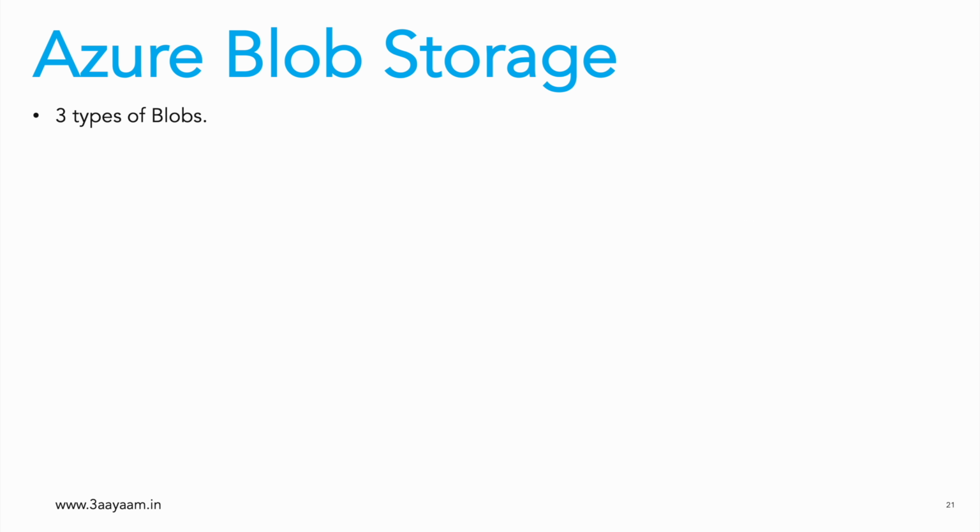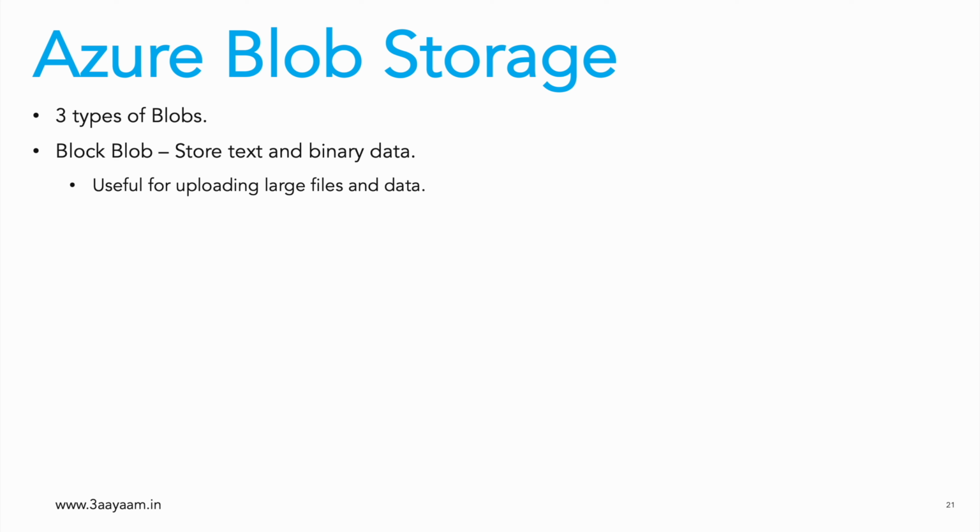There are three types of blobs, or three types of binary files, if you will. First is the block blob, which is used to store text and binary data like CSV files, PDF files, images, videos, etc. That is stored using block blobs, and it is used for uploading large files and data. So if you are using big data systems or data engineering platforms like Microsoft Fabric, then you'll be using block blobs to upload big data files and use them to process the data. The maximum block size can be anywhere from 4 GB to 5 GB. This is the block size. This is not the file size.